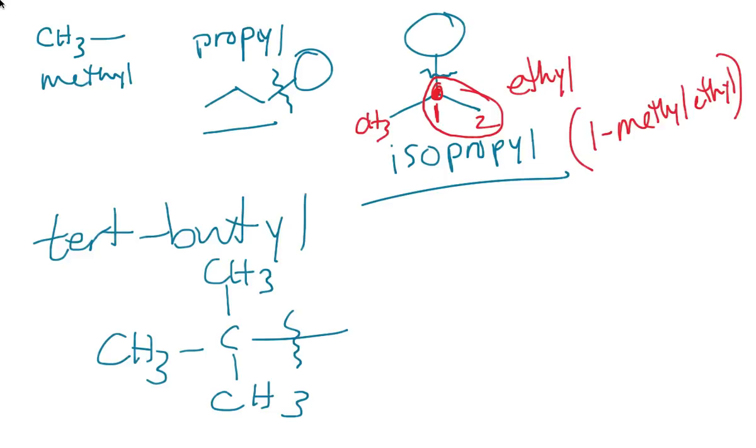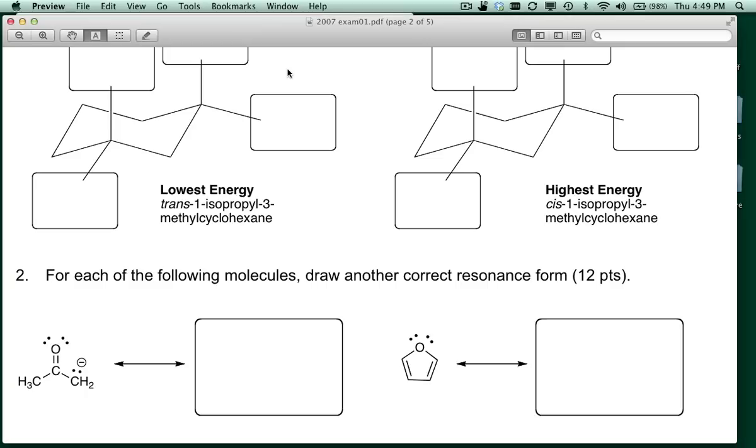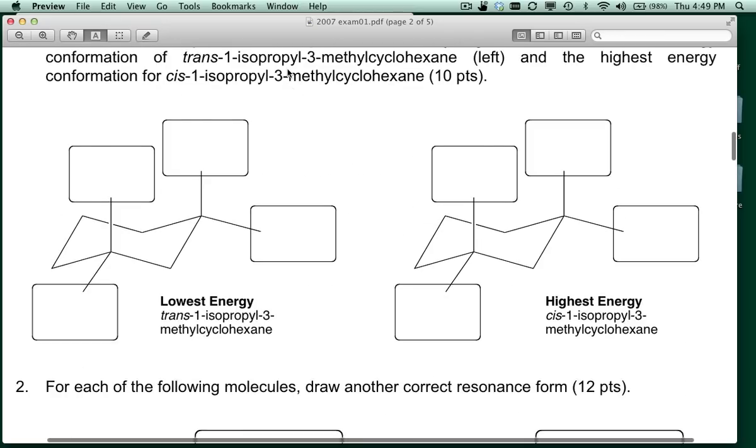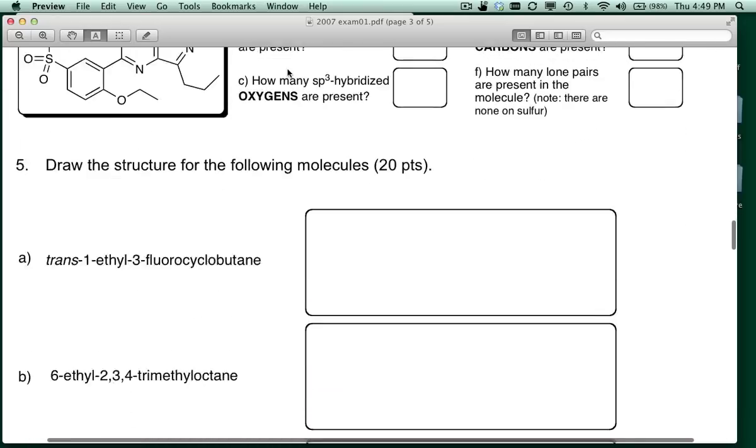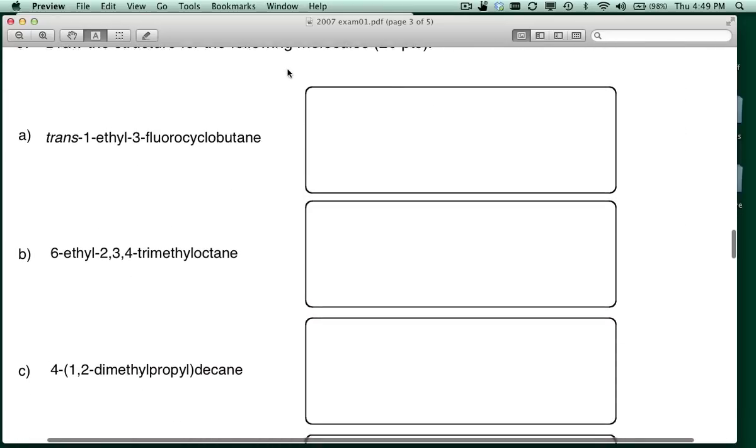Other than that, I don't know that I would use a whole lot of other common names for these small substituents. There are other common names, but less commonly used. Let's take a look at some of the naming things on the test. If I can find it. Okay, here, draw some structures.